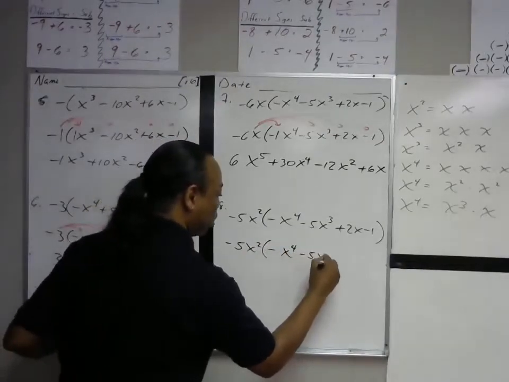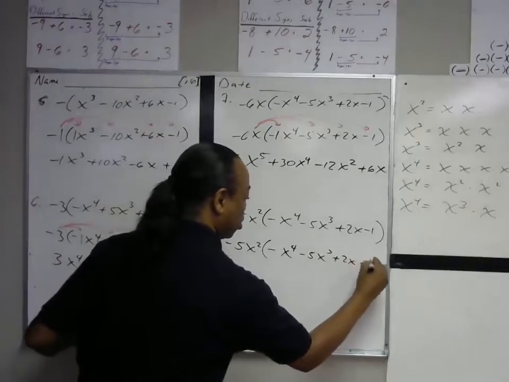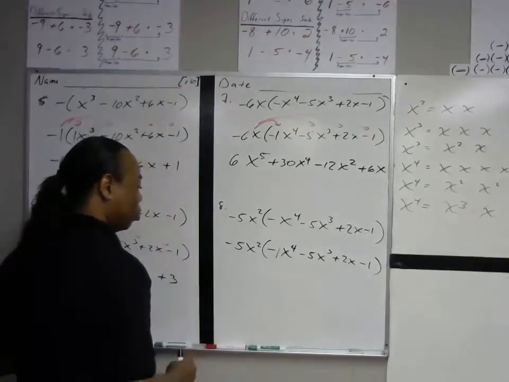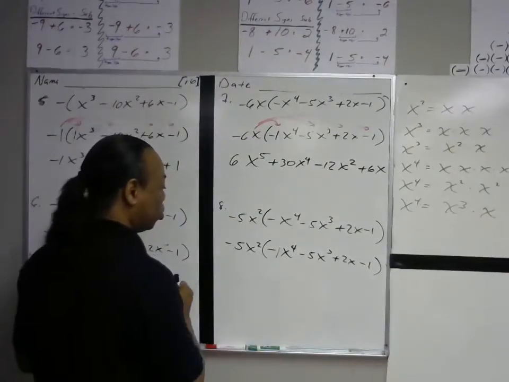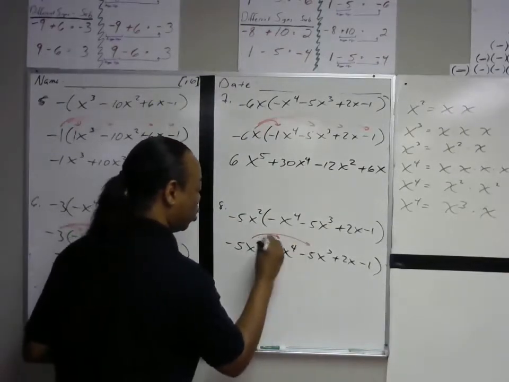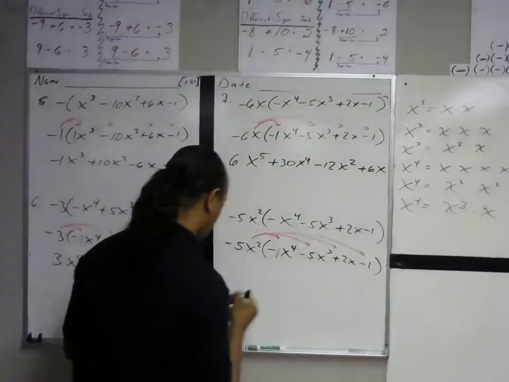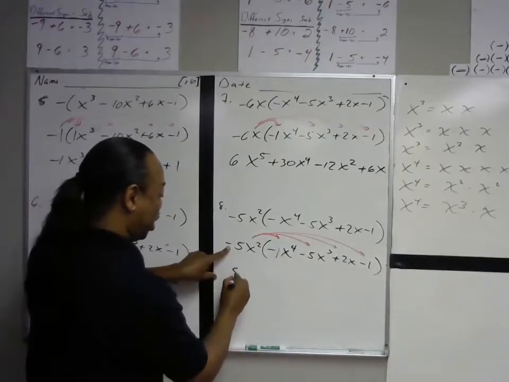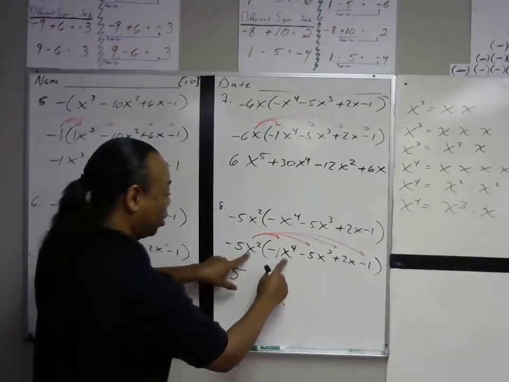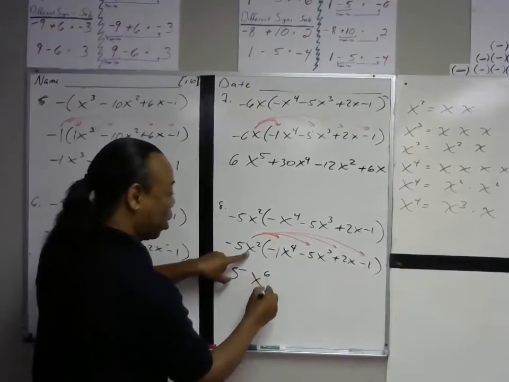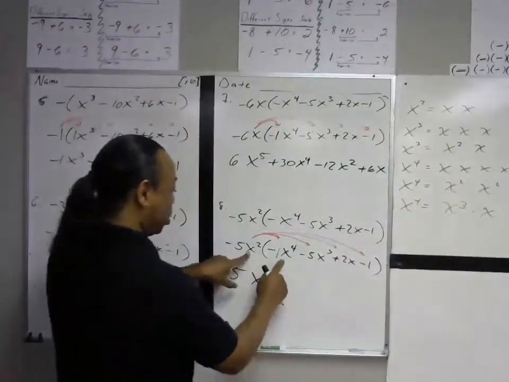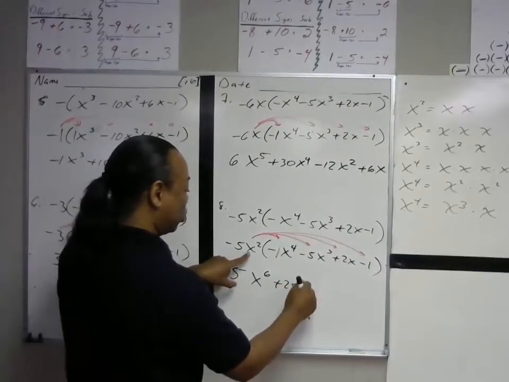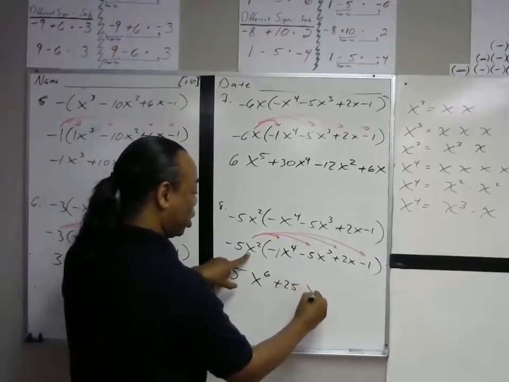Okay. Now for this problem right here, we're going to preserve the integrity of the original expression. And I'm going to put a 1 here, an understood 1. And we're going to distribute here, here, here, and here. So, -5 times -1 is +5. X to the second power times x to the fourth power is x to the sixth power. Again, I don't have a representation for that. Okay, -5 times -5 is +25. X to the second times x to the third is x to the fifth power.